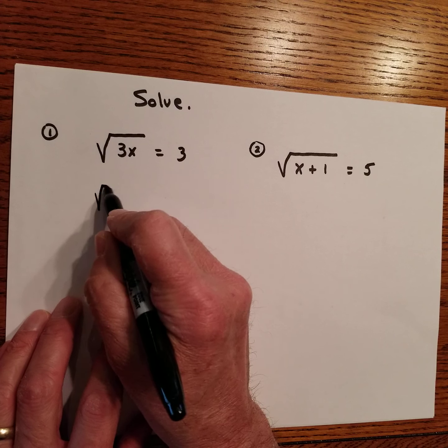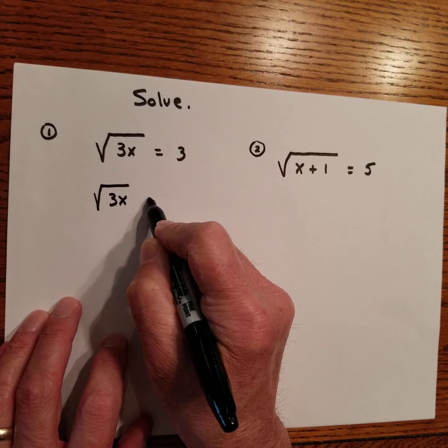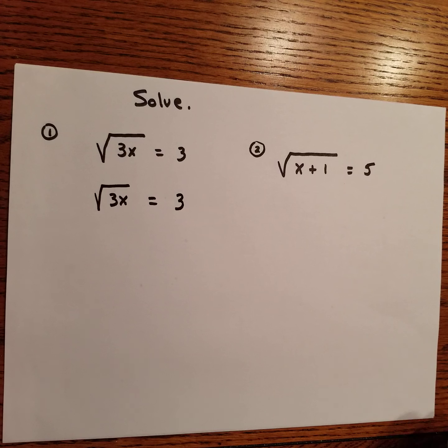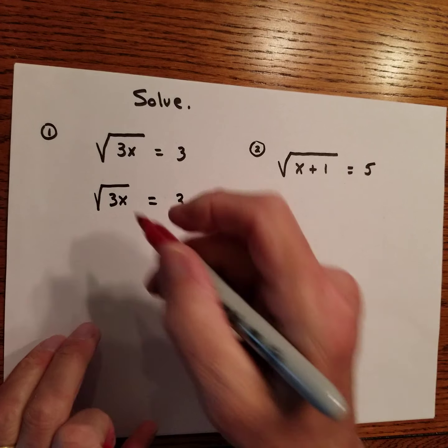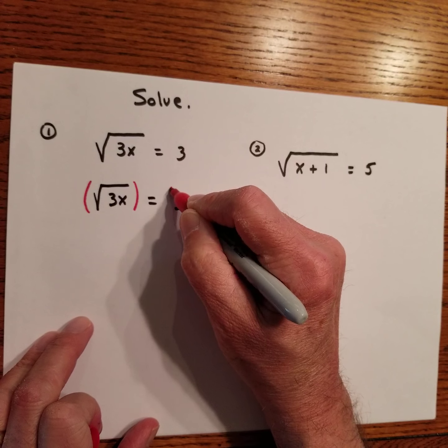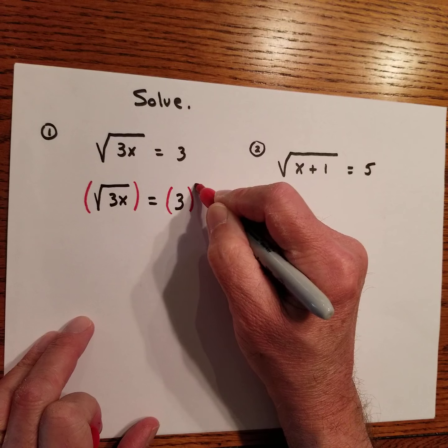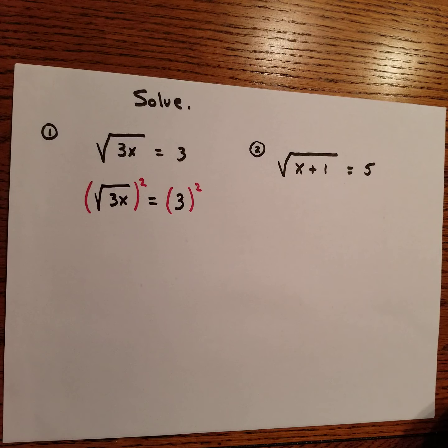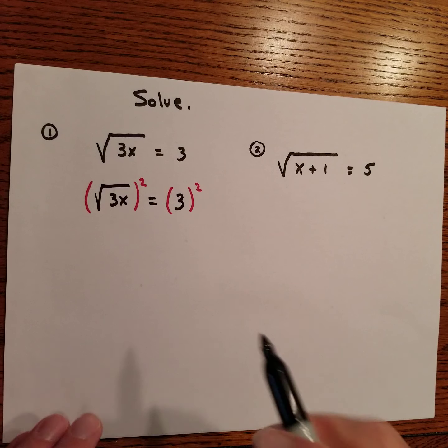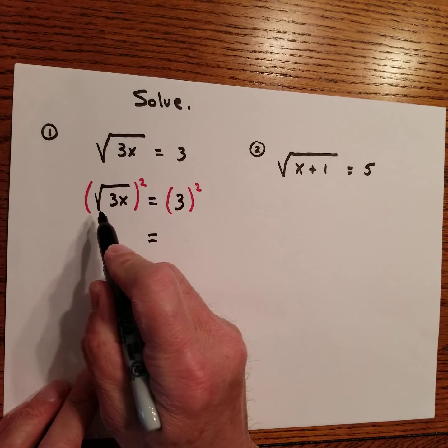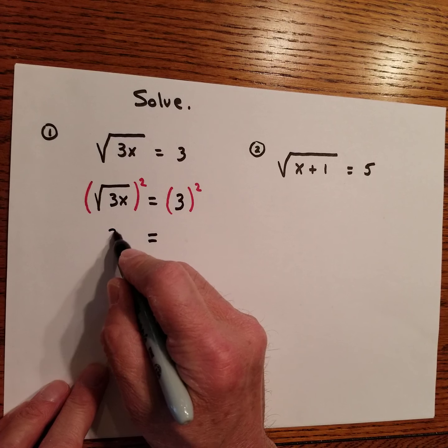Let's try number 1, where my first step will be to take both sides of the equation and square it. I can do anything I want to one side, so long as I do the same thing to the other. If I square one side, I must square both sides. But look how nice the left-hand side is, where a square and a square root simply undo each other.